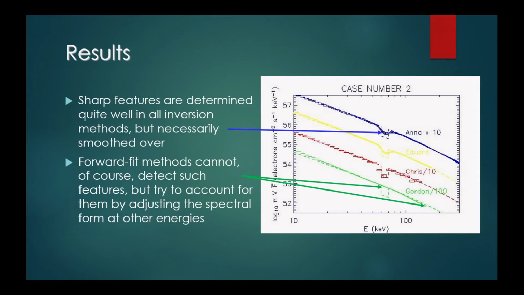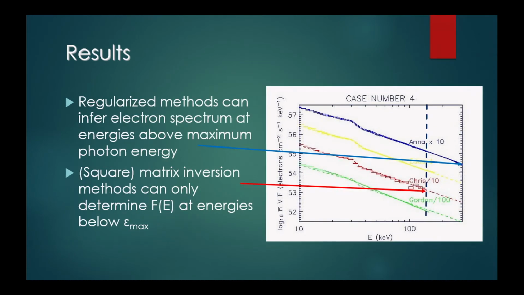Forward fit methods just can't do that. The parametric form can't accommodate these features, but it makes up for it in other ways. And more importantly, it knows it didn't do very well, and it gives you some clues where to look for solutions. And the square matrix inversion method can't go past this dashed black line, whereas the regularized inversion with this augmented triangular matrix can.